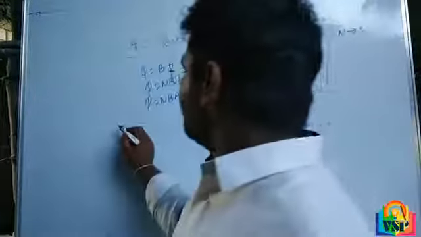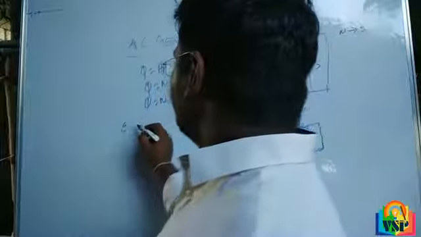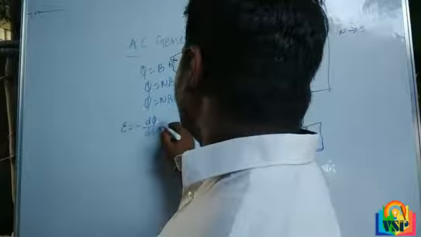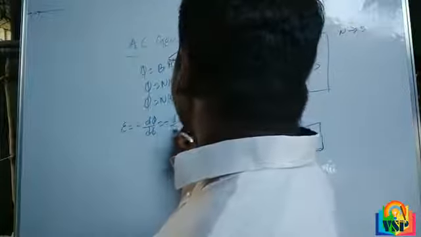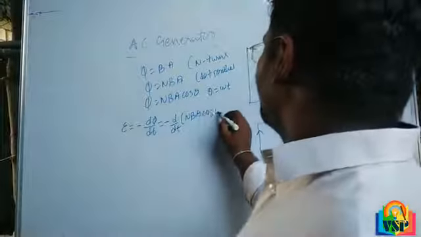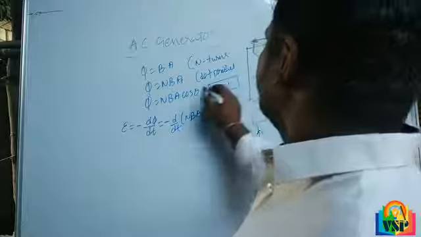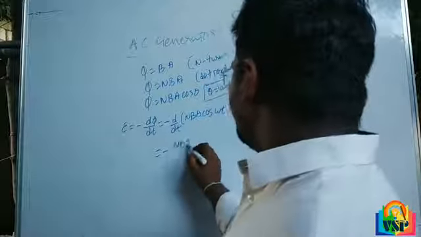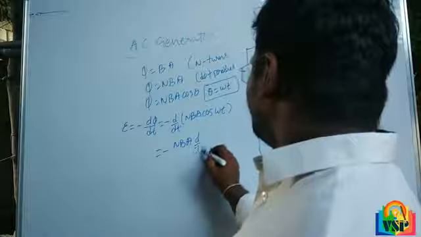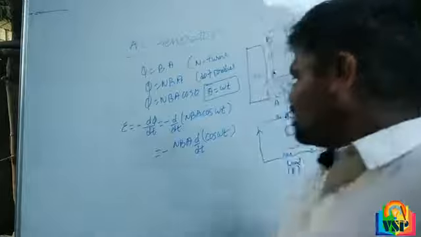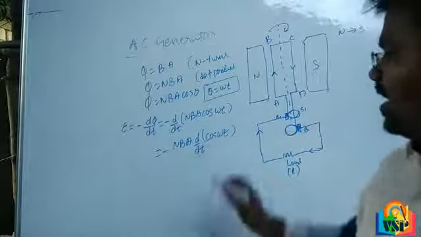How can we find the induced EMF? Induced EMF is equal to minus d phi by dt, minus d by dt of NBA cos omega t, since theta is equal to omega t. Minus NBA d by dt of cos omega t. Understand? Cos omega t differentiation.